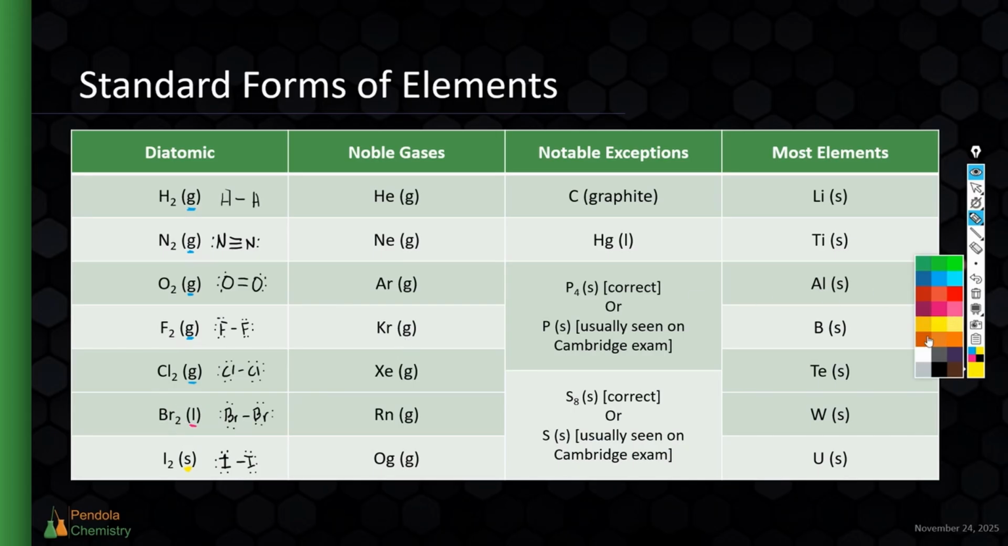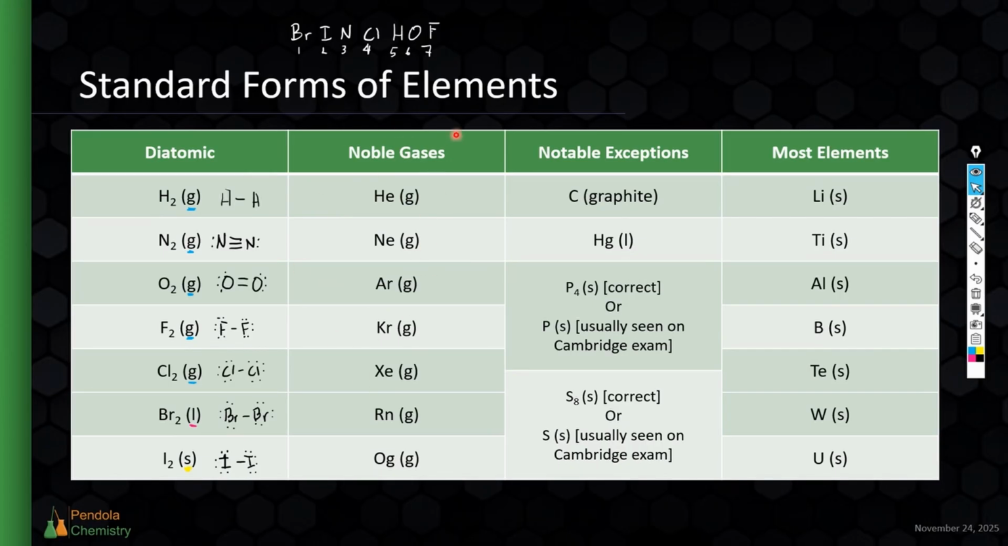An easy way to remember the diatomic elements is to remember Brinclhof. Bromine, iodine, nitrogen, chlorine, hydrogen, oxygen, and fluorine are the 7 diatomic elements. 1, 2, 3, 4, 5, 6, 7. Brinclhof. And if you remember that, then you'll remember what the 7 diatomic elements are going to be.